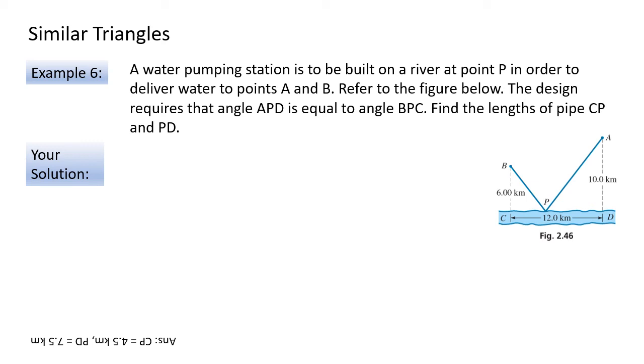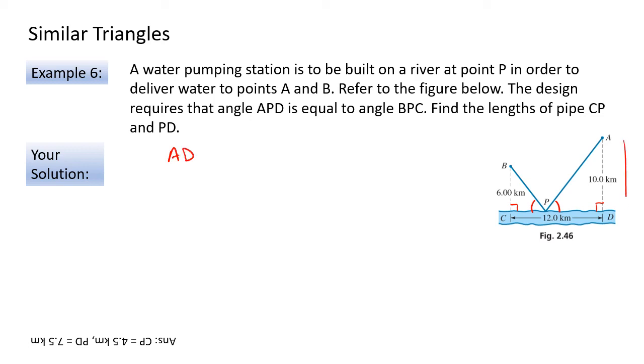Okay? So you know that these corresponding angles, APD and BPC, have to be equal. So what that means is, in this case it doesn't show it, but you can assume that these are going straight up and these are 90 degrees. So that means all the interior angle measurements are going to be the same. So these are similar triangles. Okay? So what we're trying to figure out is what these lengths are. So CP and PD.